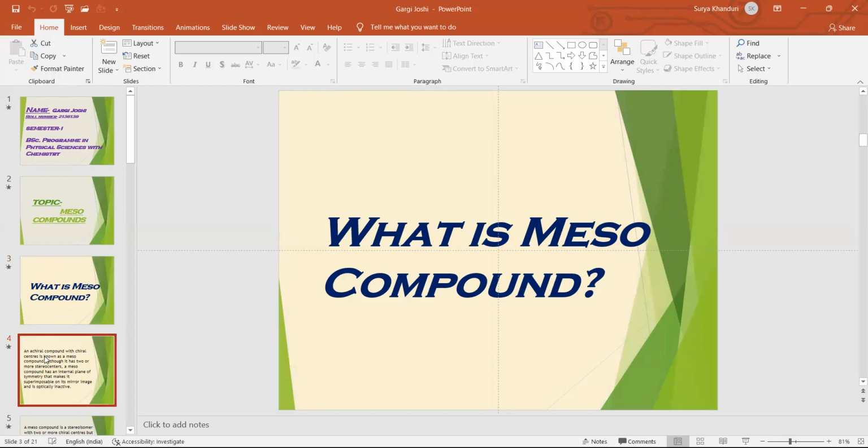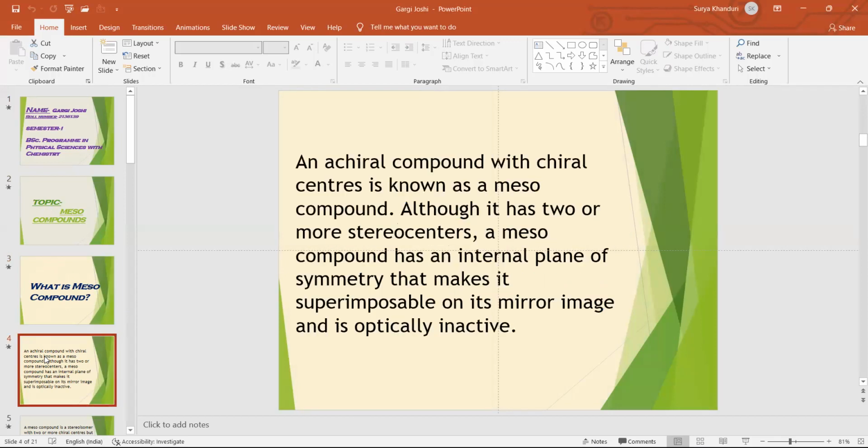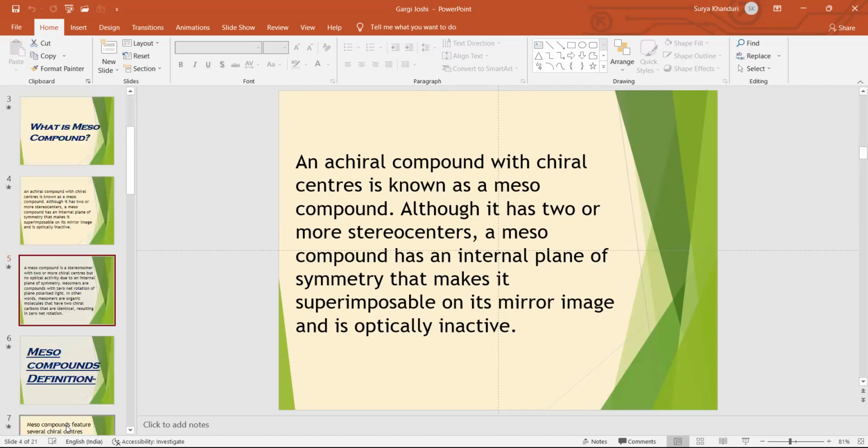What is a meso compound? An achiral compound with chiral centers is known as a meso compound. Although it has two or more stereocenters, a meso compound has an internal plane of symmetry that makes it superimposable on its mirror image and optically inactive.